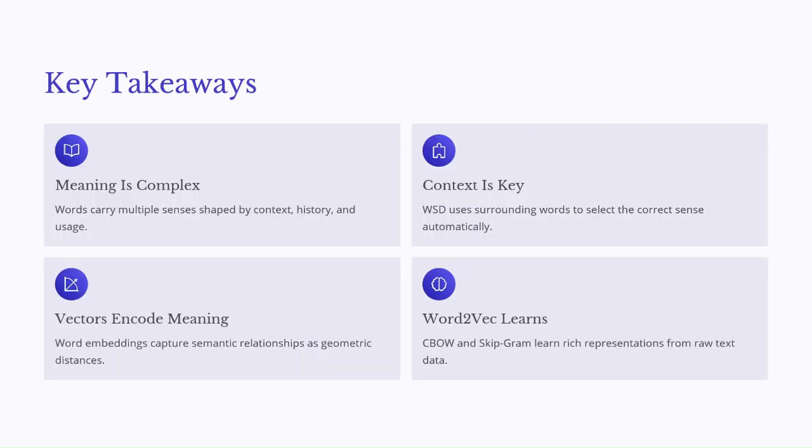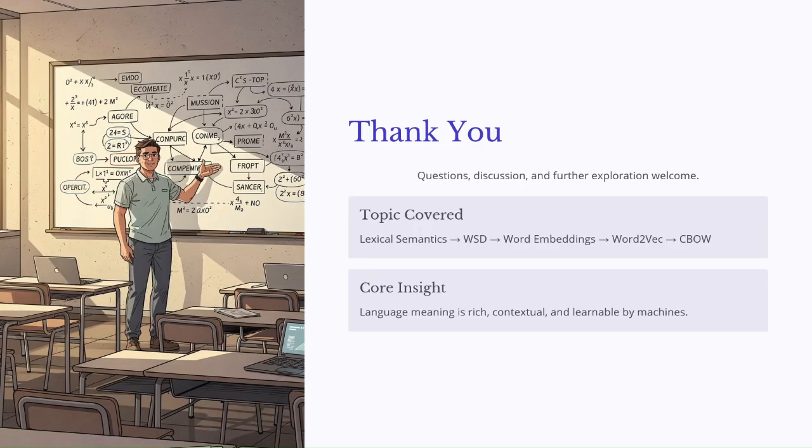And this is the key takeaway. Meaning is complex. Words carry multiple senses. Context is key, so WSD uses surrounding words to select the correct sense automatically. Vectors encode meaning, so word embeddings capture semantic relationships as geometric distances. Word2vec, with either CBOW or skipgram, learns rich representations from raw text data.